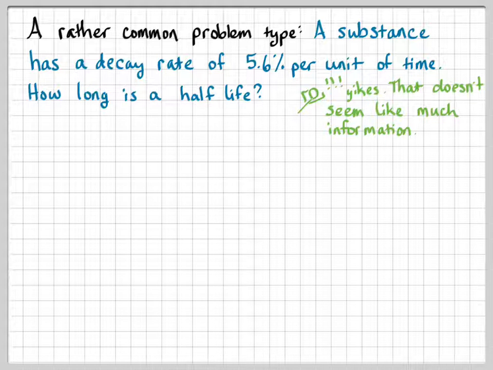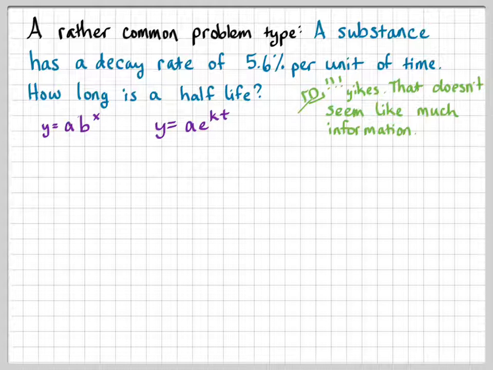So, let's consider a substance that has a decay rate of 5.6% per unit of time. We want to know how long it will take until we just have half of the amount of substance left. So, there are two types of equations this could fall under. One is the plain exponential equation, y equals a times b to the x, and the other is y equals ae to the kt power. ae to the kt is for continuous growth or decay, and if it's continuous, the problem or the situation will sort of make this clear.